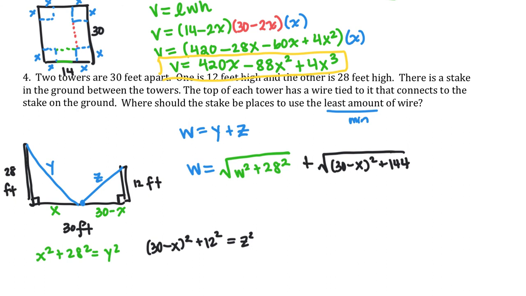Now, will this do? I wrote w in terms of, why did I put a w there? That's supposed to be an x. Okay, w is now in terms of x. I'm trying to minimize w. W equals the square root of x squared plus 28 squared, plus the square root of 30 minus x, squared, plus 144. I could simplify it, but I know how to find the derivative of this, and I can do so tomorrow.